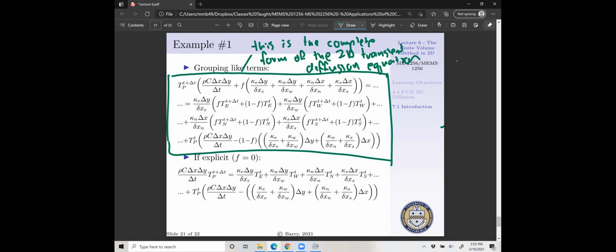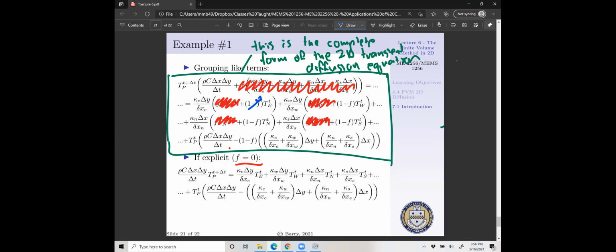So what we'll do for this example is we're going to assume our scheme is going to be explicit, the slowest of the schemes. So if it's explicit, our weighting factor is going to be set equal to 0. So if it's explicit, that drops out. And that means we're going to take everything from our previous solution level. So all those terms drop out. 1 minus f, this goes to 1.